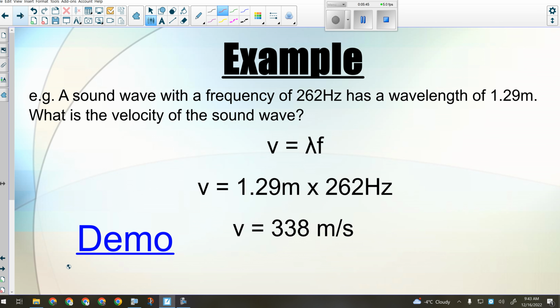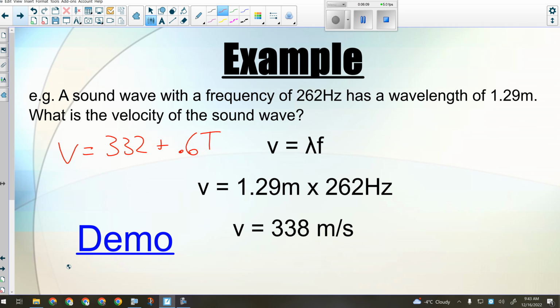Because it's a property of the medium. The warmer the air, the faster the sound will travel. At 0 degrees, it's about 332 meters per second. And in fact, there's a formula that calculates it. It is 332 plus 0.6 times T, and this T stands for temperature.